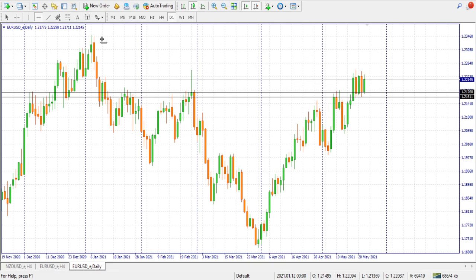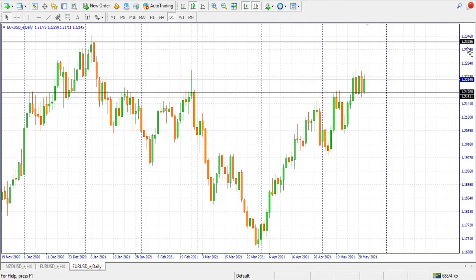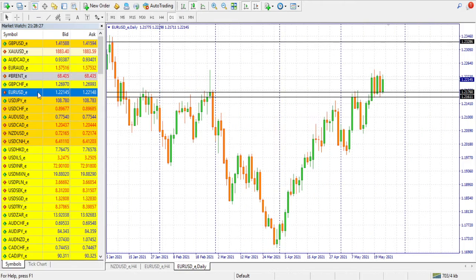So expect price to continue up, at least up to around 1.23286, which is here. So expect price to continue up with your target fixed along this level here.